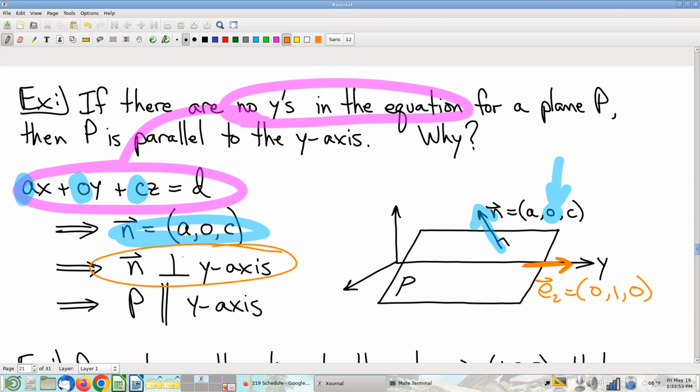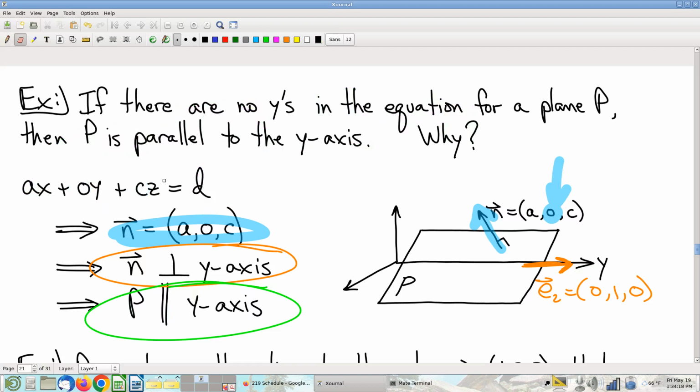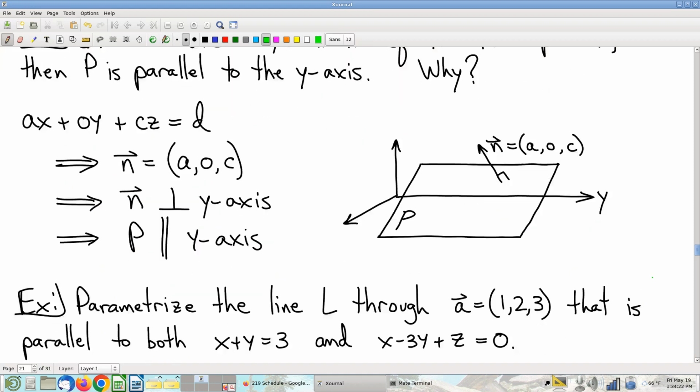And now I make a geometric appeal. If the normal vector is perpendicular to the y-axis, then the plane itself, as desired, is parallel to the y-axis. That's just a geometric appeal and gives us our result. How we doing? Everybody all right? Okay. Handy little fact. Comes up here and there.